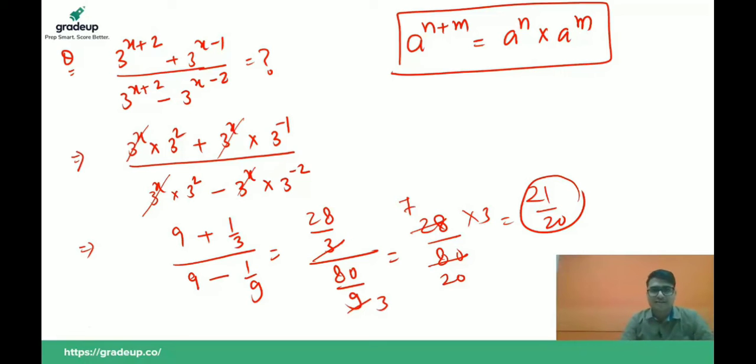Now let's move on to the next question. If I have a question that is 2 raised to the power x plus 3 minus 2 raised to the power x minus 2 is equal to 62, find the value of x.